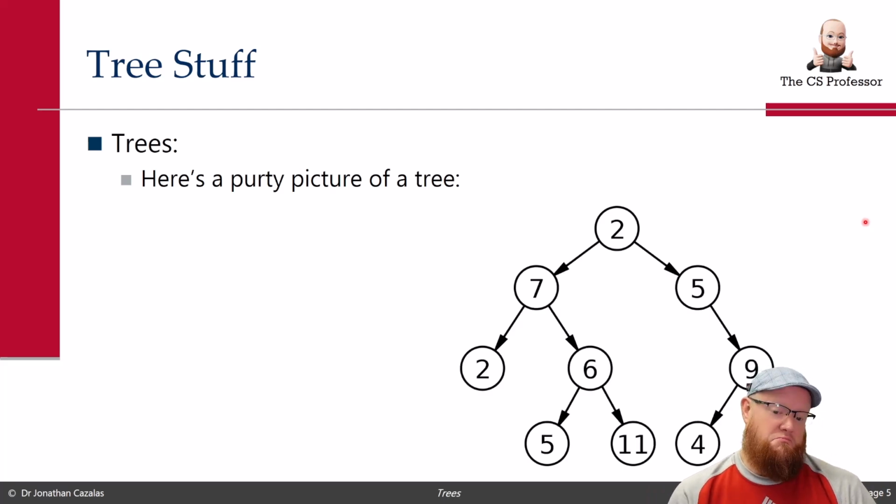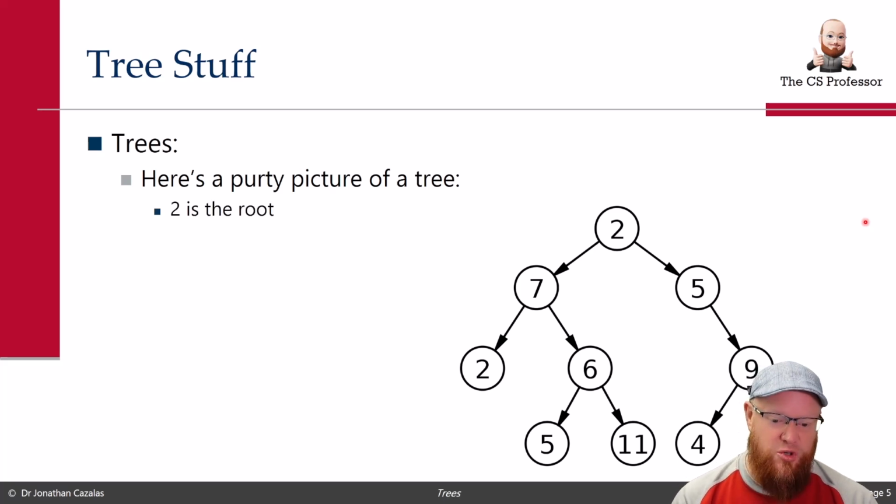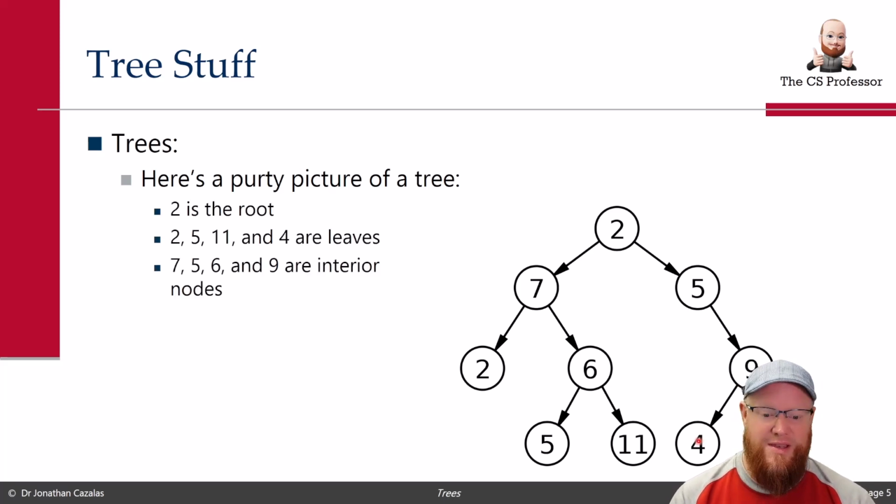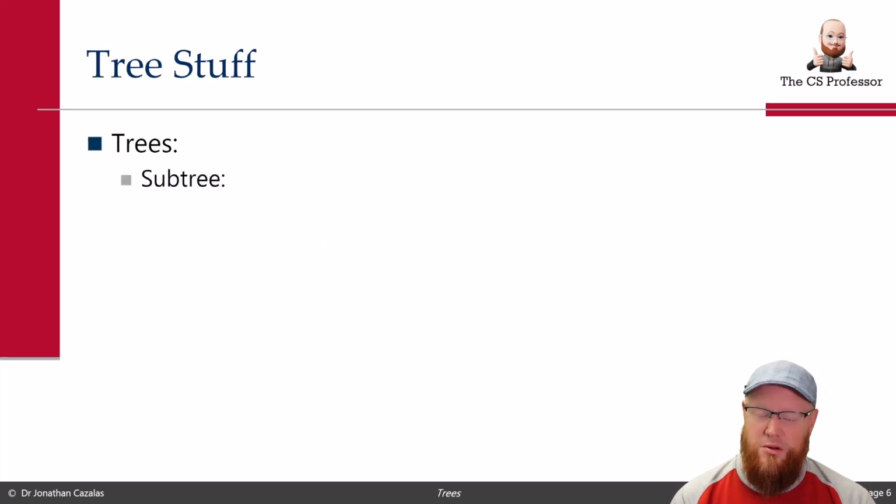Here's a tree. Pause the video. Ask yourself, what is the root of that tree? I hope you can see the root is 2, right? 2 is the root. Which nodes are the leaf nodes? And the answer is 2, 5, 11, and 4. Those are leaf nodes. Why are they called leaf nodes? Because they have no children. And the other nodes, which are going to be the 7, the 5, the 6, and the 9, those are not leaf nodes. They're clearly not the root. Those are just your basic interior nodes.